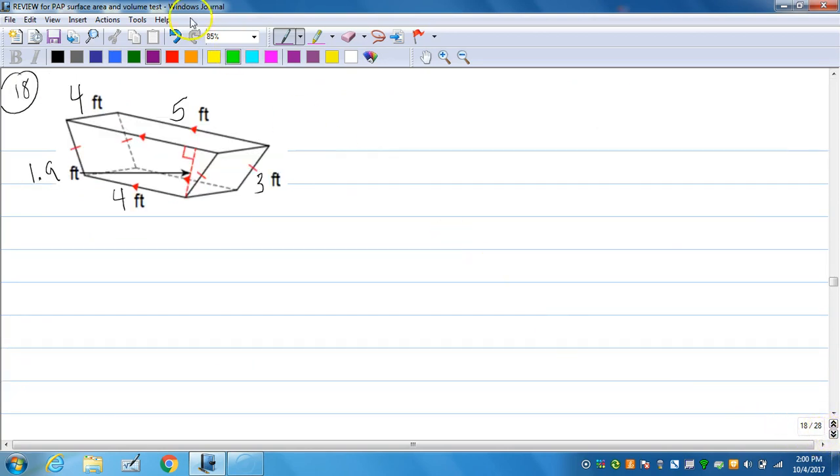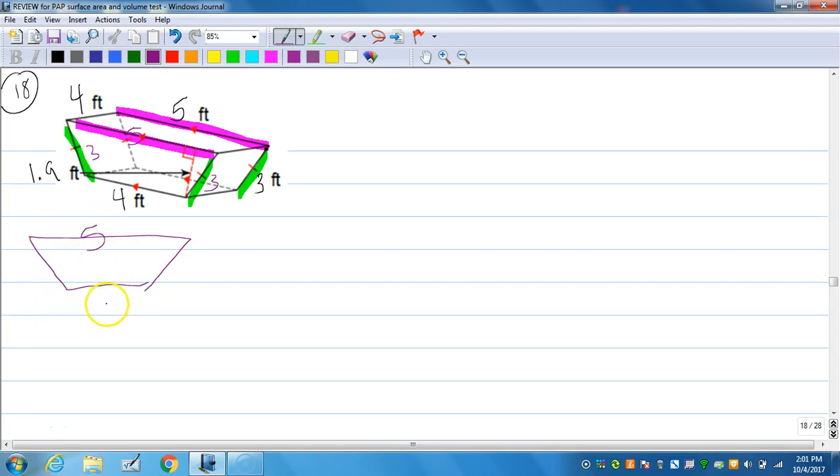Number 18, another trapezoid. This is 5, this is 5. This is 3, and that's 3. That's 5, that's 3, that's 3. That's 5. That's 4. That's 3. And that's 3. And then the height is 1.9. Volume is capital B little h.